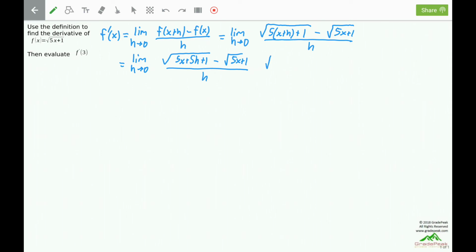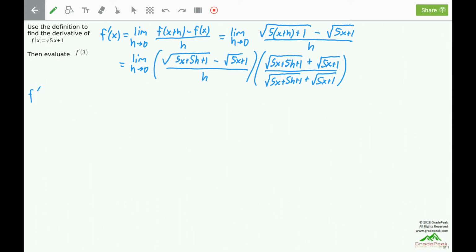We're going to write down the root conjugate, which is the same two expressions in the root combination, but with the opposite sign between them, so a plus between them, and then we put that over itself, a form of 1, so we're not changing the value, we're just changing the look. And we're going to now multiply those together.